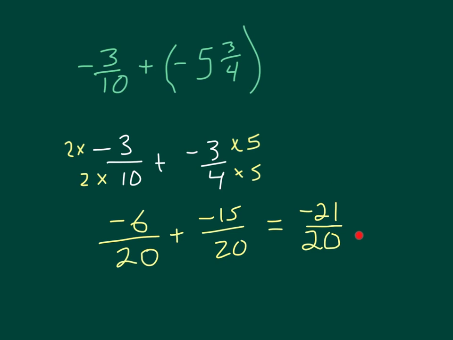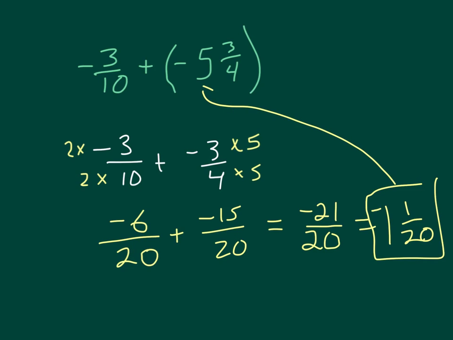Now I want to get this as a mixed number. And again, using mental math, if I do 21 divided by 20, okay, I'm going to get 1, and I know there's going to be a remainder of 1. So I know this as a mixed number is negative 1 and 1/20. Now I want to take that, and I want to add it together with this negative 5 here. So now I'm looking at negative 5 plus a negative 1 and 1/20.